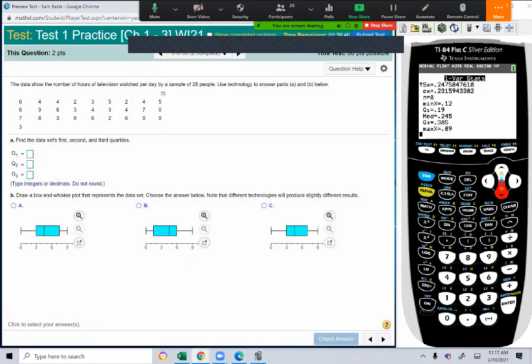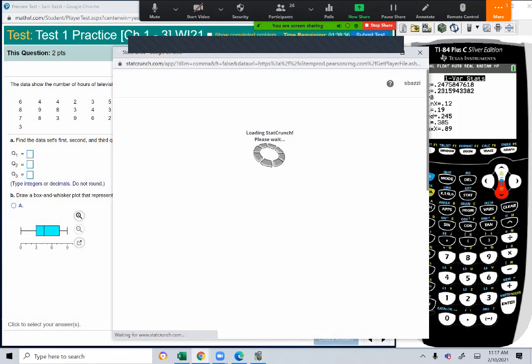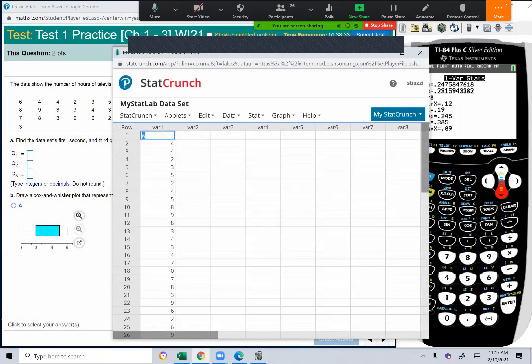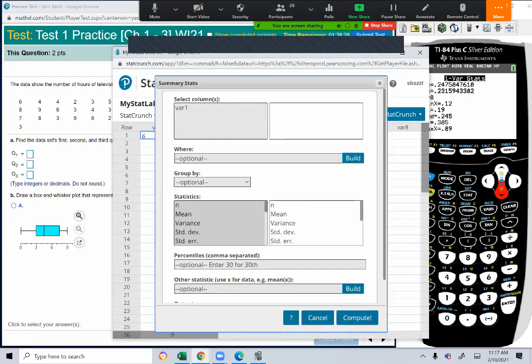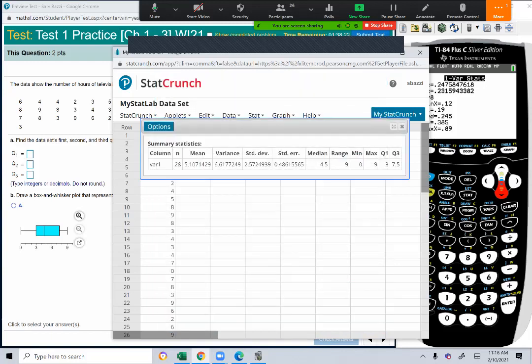The data show the number of hours of television watched per day for a sample of 28. Use technology to answer part A. So find that, look, summary statistics, guys, watch. He wants the Q1, Q2, and Q3. Look how easy it is. Columns. StatCrunch is going to be available for the test. Definitely, I'm not showing it just for nothing, so it will be there. All right. So Q1, guys, is 3. Median is 4.5. And Q3 is 7.5.